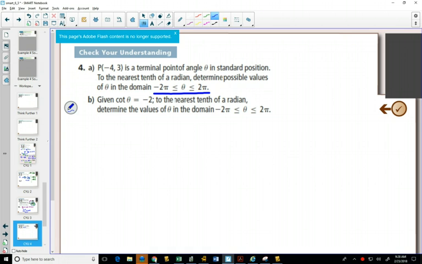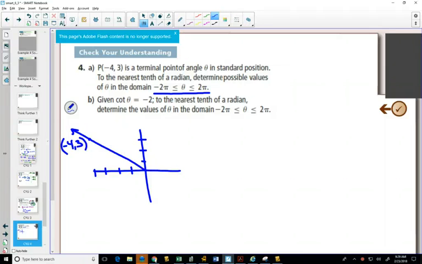So how did we do this question? We've got a point on the terminal side of an angle in standard position. So -4, 3. That would be 1, 2, 3, 4 this way, 1, 2, 3 there. There's the point, -4, 3. That point is on the terminal arm of an angle in standard position.